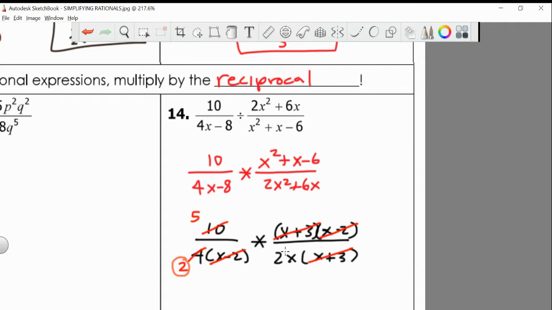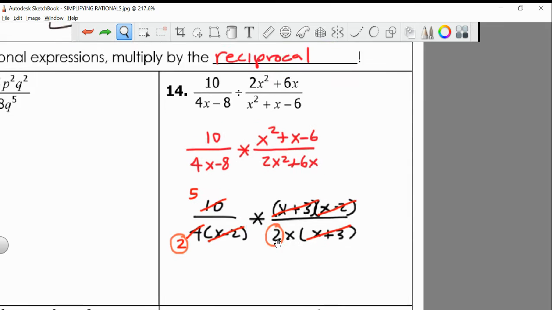This 2 and this 2, they're both in the bottom, right? This is not like 2 divided by 2. This is like 1 divided by 2 times 2, right? These two 2's are working together. They're not opposites. They're not canceling out. So those do not cancel out, okay?